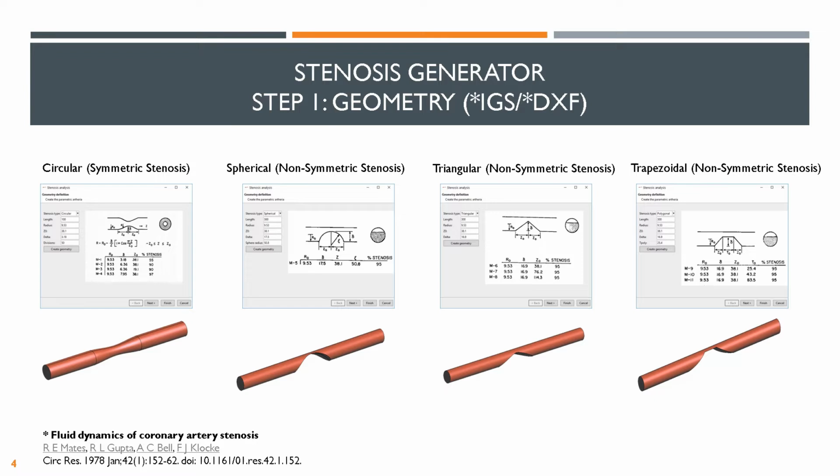Right now we have 4 different types of stenosis based on the article of Robert Mates in 1978, Fluid Dynamics of Coronary Artery Stenosis. We have the option to create symmetric and non-symmetric stenosis with different shapes: cylindrical, spherical, triangular, and trapezoidal stenosis. All models can be exported to EGS and DXF formats. In the next slide, Agustina will explain how the model can be easily created.